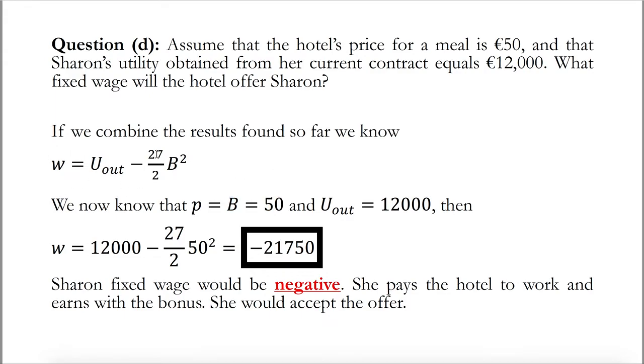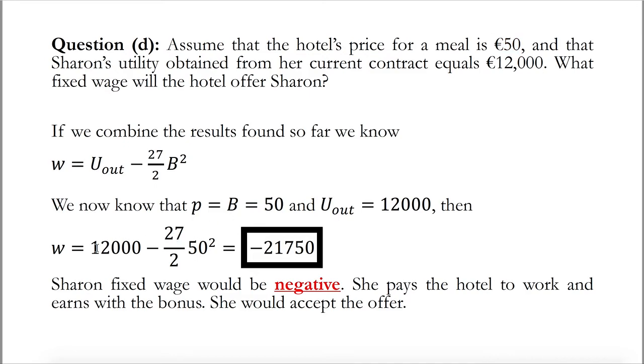So this means that in this formula here, now we know the B, and this B is going to be 50. But now, if we read carefully the text, we also know the utility that Sharon is getting from her current job at the restaurant in Amsterdam. And this utility, that is U out, is 12,000 euro. So here exactly you can see this. So we have two extra pieces of information. We basically have all the information that we need to compute the wage, because we know this term is 12,000 euro. And we know that B is exactly equal to the price for a meal, which is 50 euro.